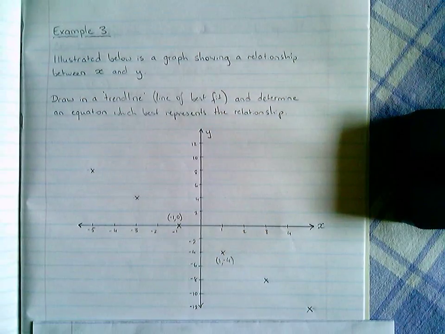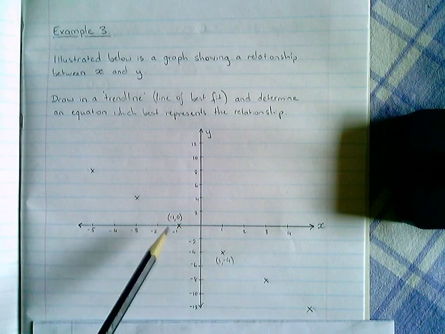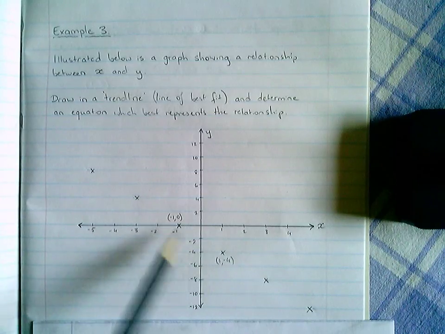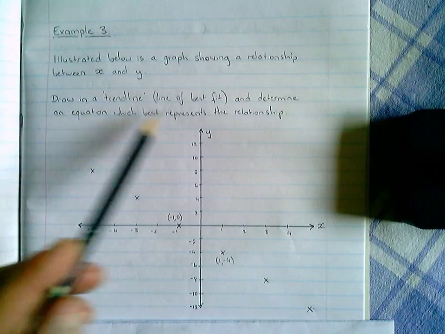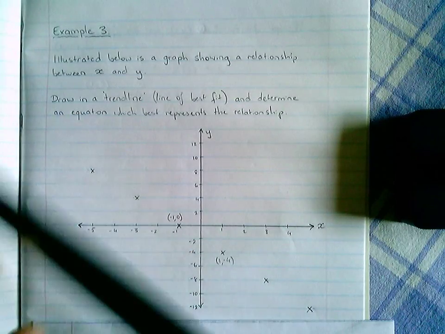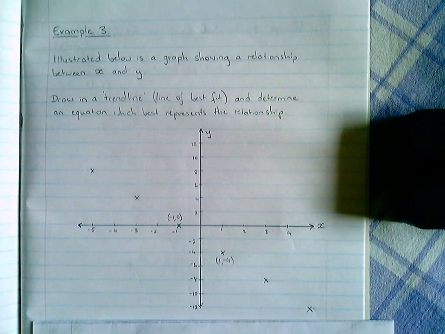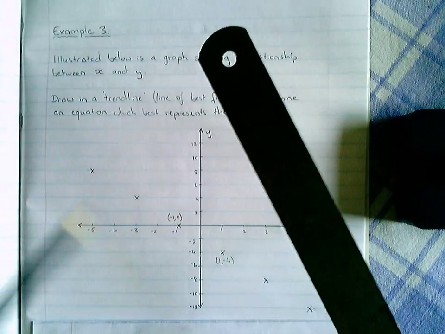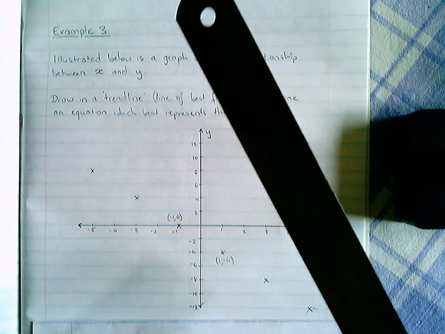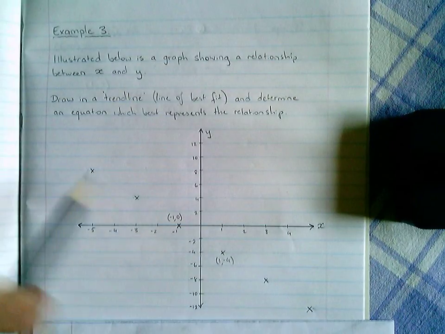So obviously the relationship is referring to the relationship between x and y. We have a graph, we've got some points on it, and what I've done is I've selected 2 points and put coordinates on it. I'll explain that in a second as to why I did that, but what it's essentially asking us to do first is to draw in a trend line. Now a trend line is a line which best represents the average, more or less the center line of all these points.